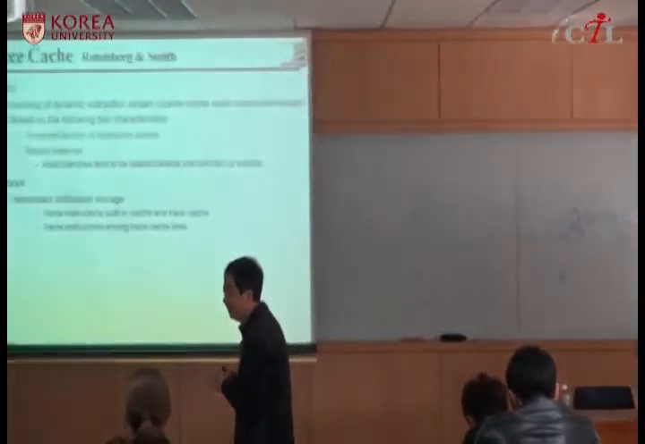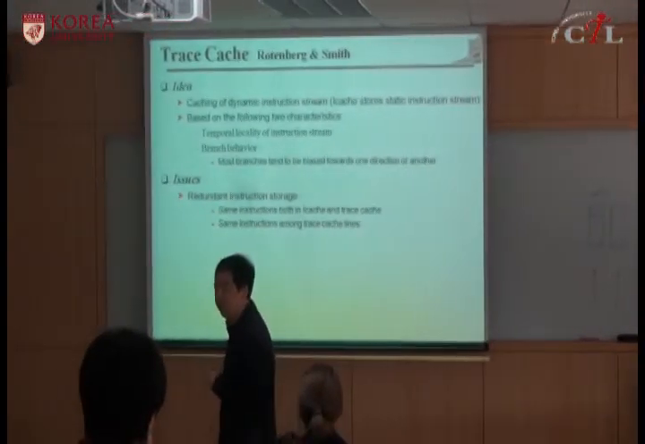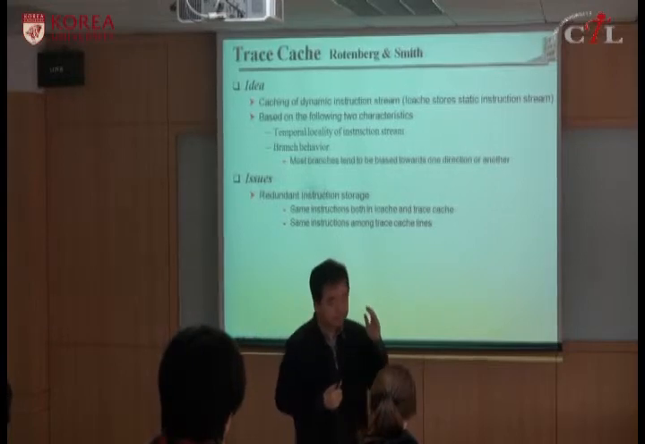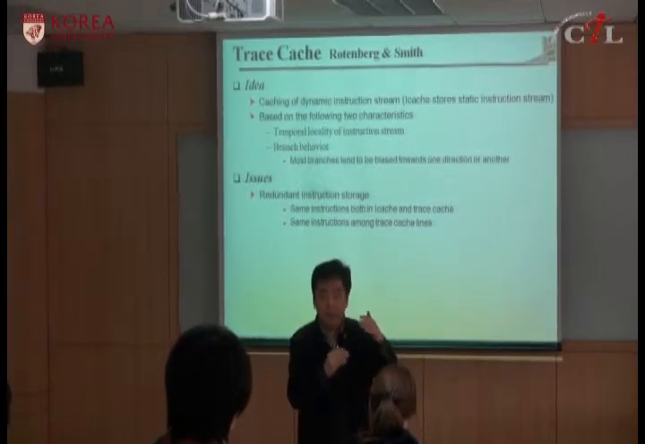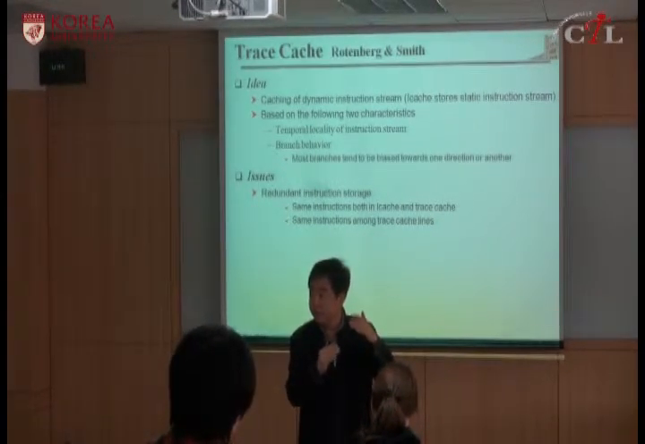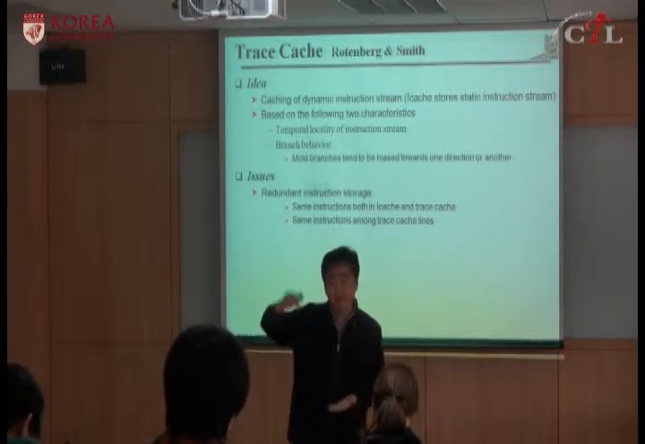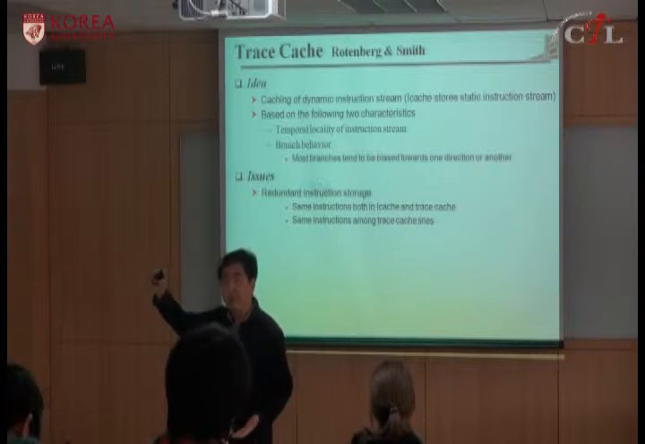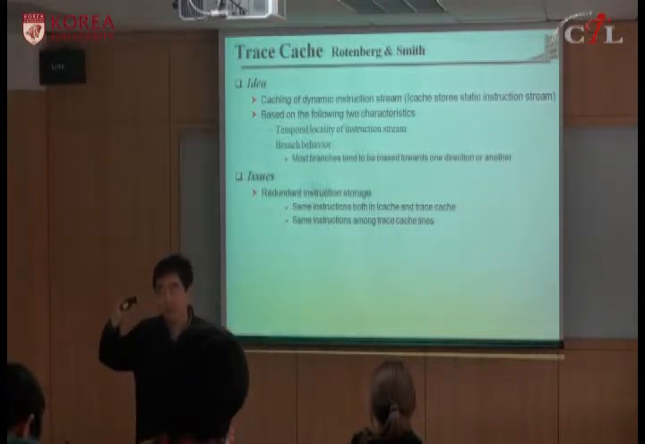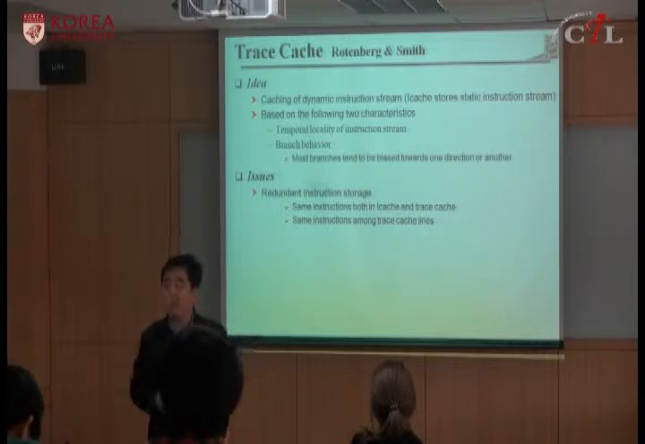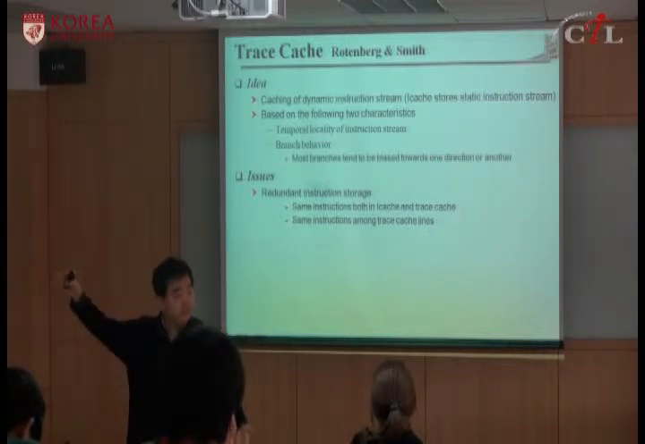The trace cache idea is, okay, traditionally, the instruction cache stores a static instruction stream in each cache block. So you have a virtual address space, memory space. You divide memory into cache-block-sized pieces, and each cache block goes to this instruction cache. So this virtual address space is actually the program space.